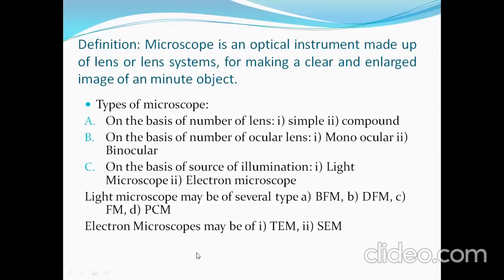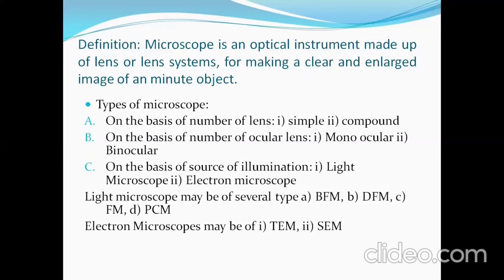What are the different types? They may be the transmission electron microscope, and another one is the scanning electron microscope. So obviously from the name, it is to some extent clear what the purpose and the mode of operation are.